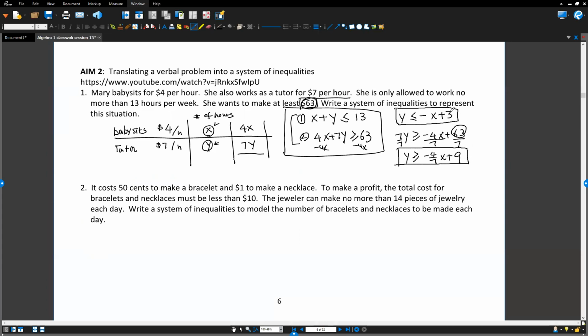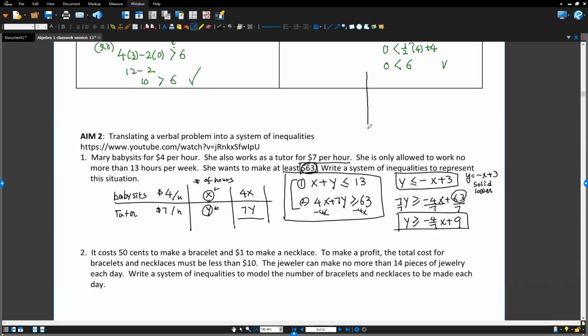Now let's make a graph. This graph is y equals negative x plus 13. The equal sign means the line is solid, and less than means the lower part. I'm going to make an approximate graph. This is x, this is y. The y-intercept is 13 and the slope is negative 1. The graph looks like this with a solid line. The solutions are in the lower part.